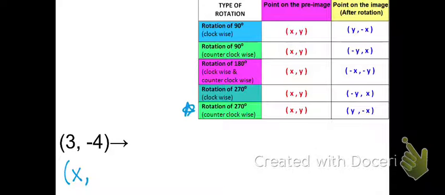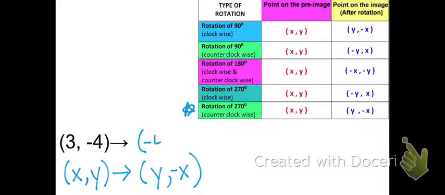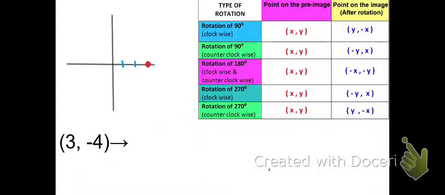And lastly, 270 degrees counterclockwise. So this is saying (x, y). I'm going to switch my x and my y, so it's y and then x. And my x is the opposite sign. So I'm going to put my y coordinate first, as it is, but the x coordinate is now negative, the opposite sign. So this is the point rotated 270 degrees counterclockwise.